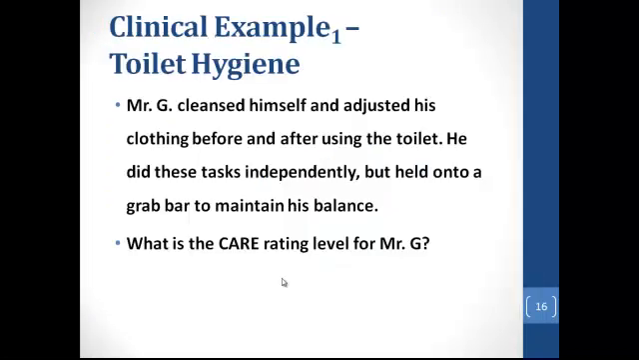Let's look at example number 1. Mr. G cleansed himself and adjusted his clothing before and after using the toilet. He did these tasks independently, but held onto a grab bar to maintain his balance. What is the care rating level for Mr. G? The best response would be independent, or 6. He was able to perform the toileting tasks independently with the assist of specialized equipment, in other words, the grab bars.